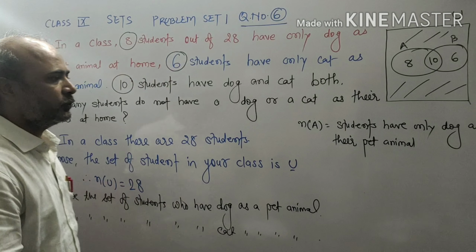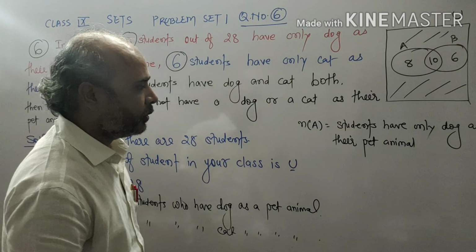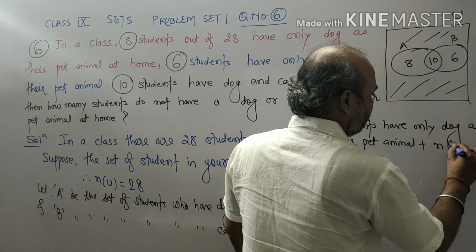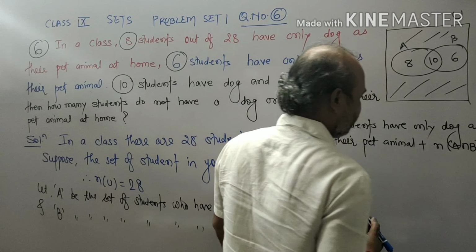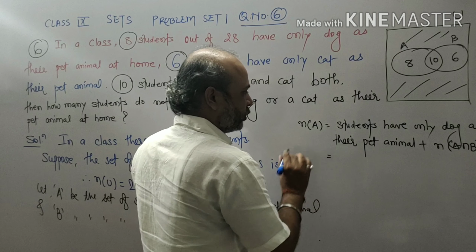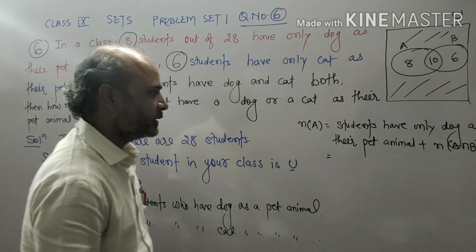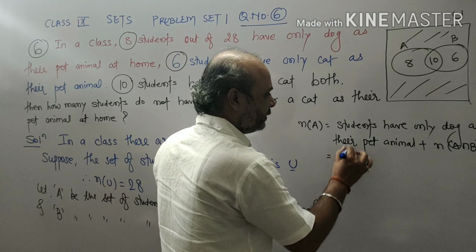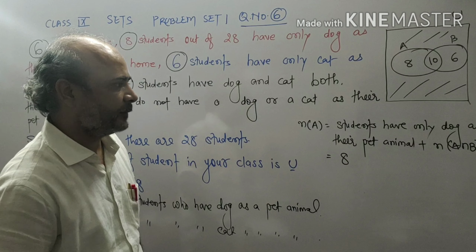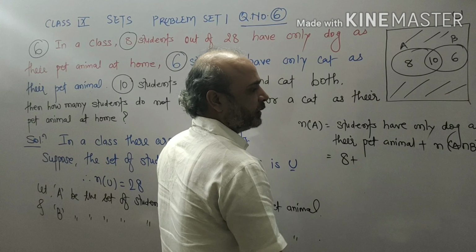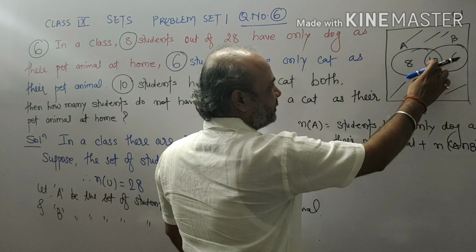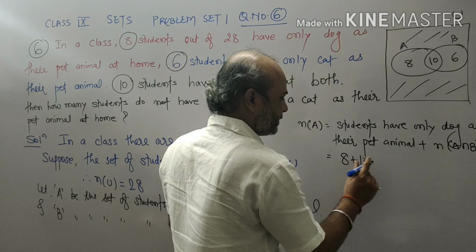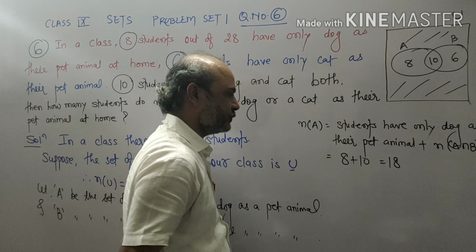Okay, number of A is equal to students have only dog as their pet animal plus number of A intersection B. So this will be equal to what, student? How many students having dog as their pet animal? So 8 students have only dog as their pet animal, plus number of A intersection B, and number of A intersection B is what, student? 10. So this will be what? 10 plus 8, 18. Clear, student?